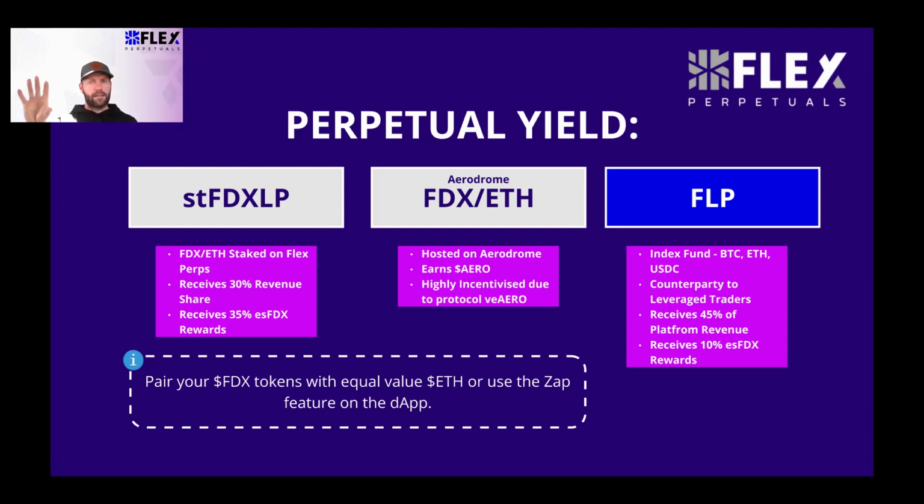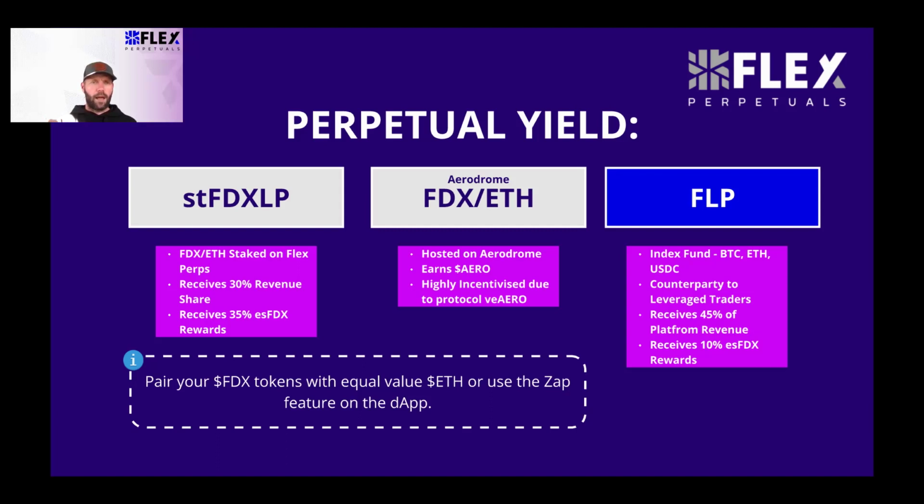The other area is the FLP. So the FLP, as I've already mentioned, is the market-making liquidity pool. This is going to have a very different kind of dynamic to the two that we've already talked about. The FLP acts as the counterparty to our leveraged traders. And the FLP itself, so you'll deposit USDC and you'll receive the FLP token in return, and then you can stake that on the platform for revenue share.